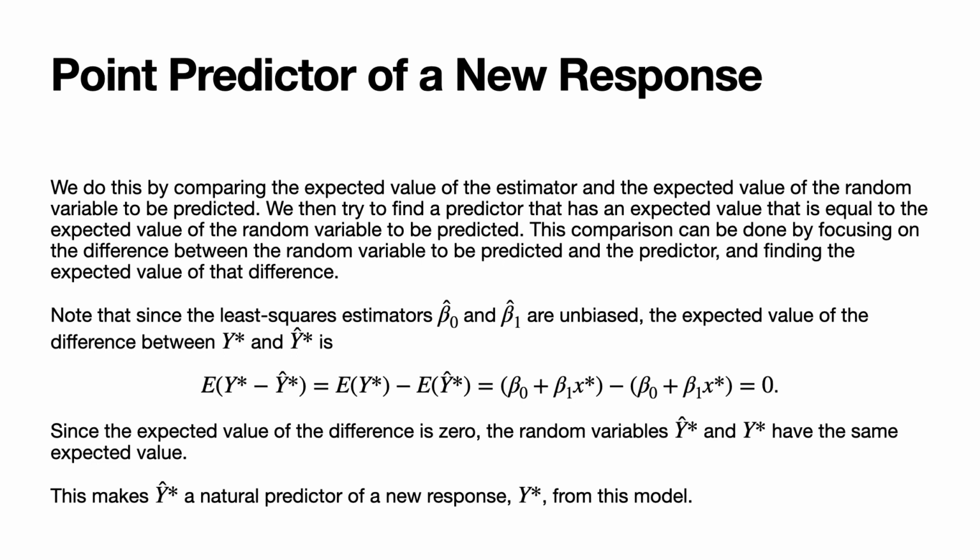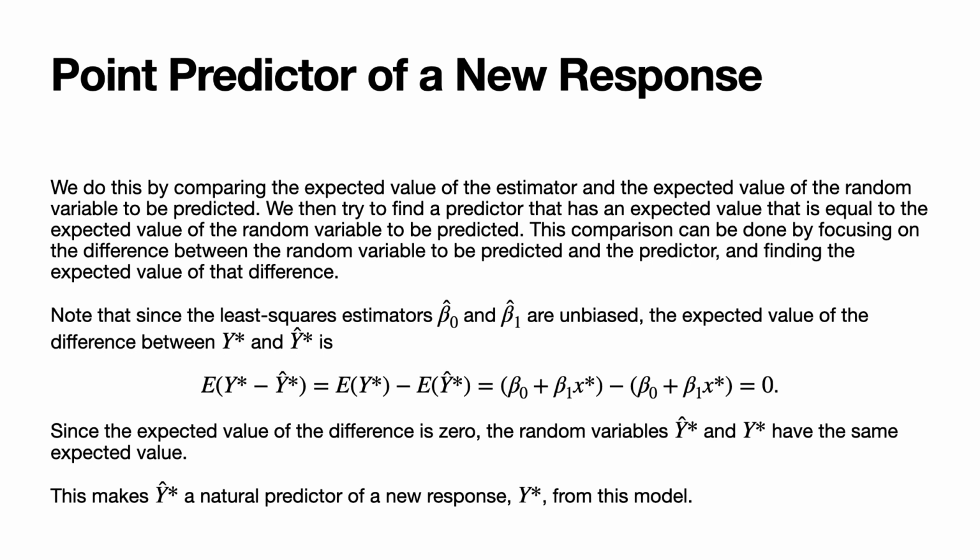This comparison can be made by focusing on the difference between the random variable to be predicted and the predictor, and finding the expected value of that difference. Note that because the least squares estimators, beta 0 hat and beta 1 hat, are unbiased, the expected value of the difference between y star and y hat star is equal to 0. The expected value of the difference y star minus y hat star, by linearity of expectation, is equal to the expected value of y star minus the expected value of y hat star.